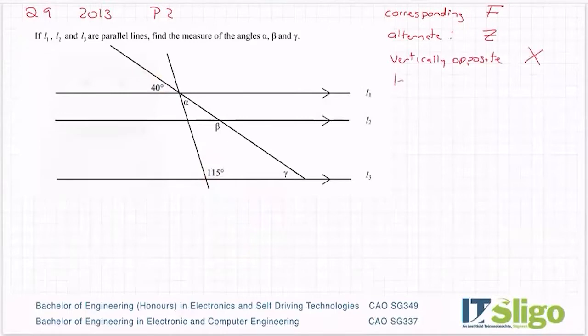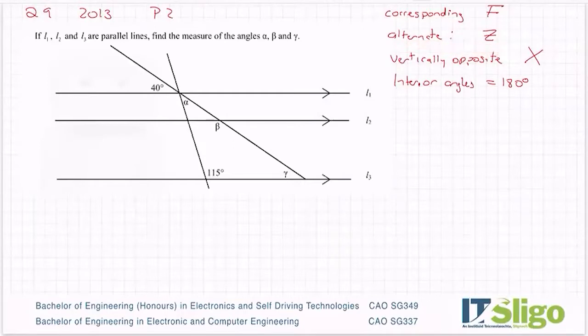And then, of course, we have interior angles, equals 180. For all the other three, corresponding angles are equal, alternate angles are equal, vertically opposite angles are equal. Interior angles add up to 180. So to show some examples, let me show an alternate angle first.